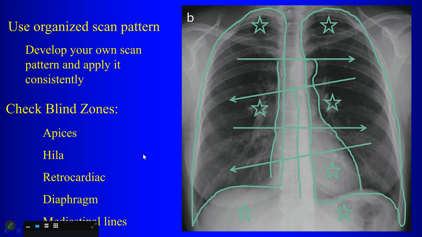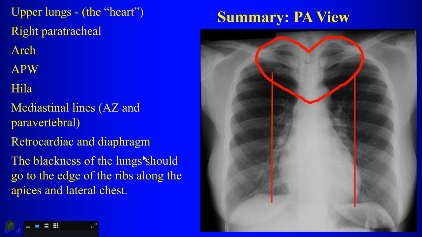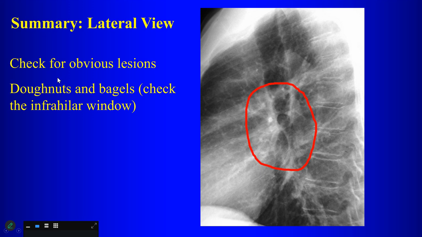We've covered all these areas of things we want to look at on our chest radiograph. We talked about looking at this area up there for symmetry, looking along the hila, looking at the paratracheal regions, the AP window, the diaphragms, the retrocardiac region. Remember, the blackness of the lung should go to the edge of the ribs, especially along the apices and along the lateral chest walls. Okay?